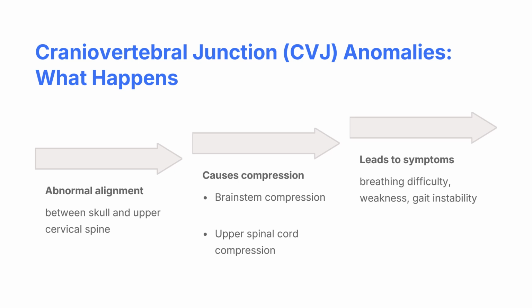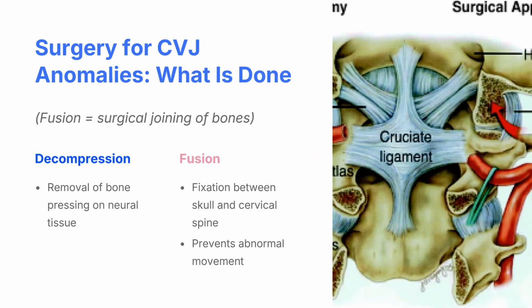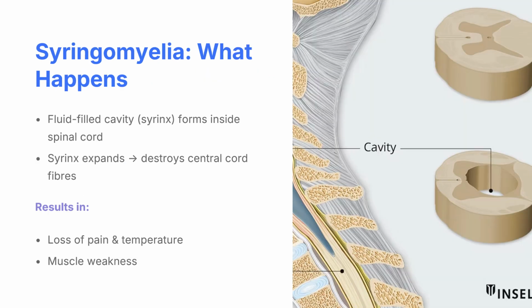So what are the surgeries? The surgery involves decompression and stabilization and fusion to stabilize the area and prevent abnormal movement. Now let's see what the other diseases are. So let's see about syringomyelia.